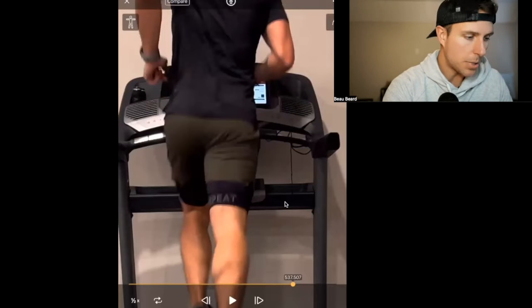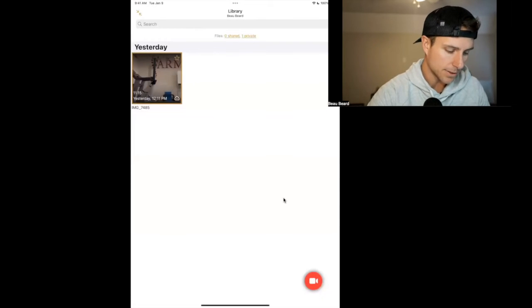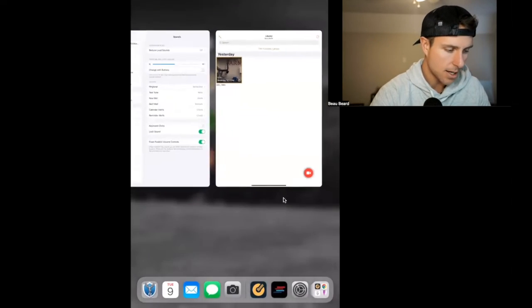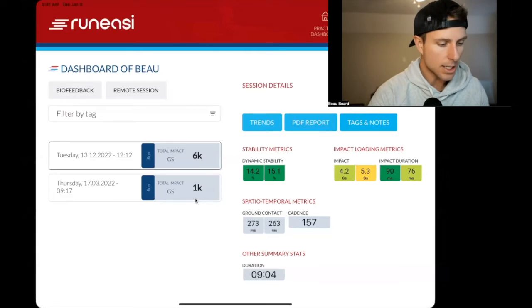So I'm going to bail out of this app. That's kind of the quick and dirty on the gait analysis part. And there's a lot more to look at. Obviously, we could look at cadence, all that stuff. But now I'm going to pull up the Runeasi app and we'll look at this.